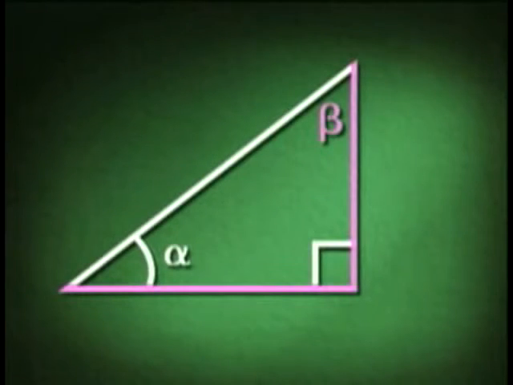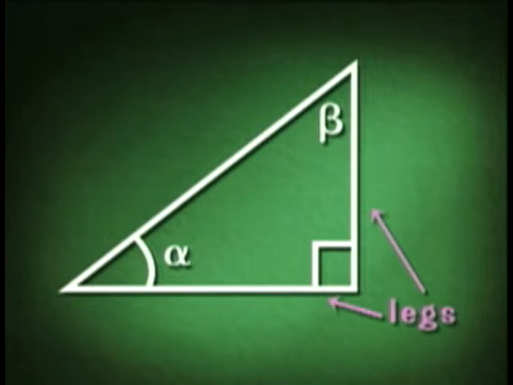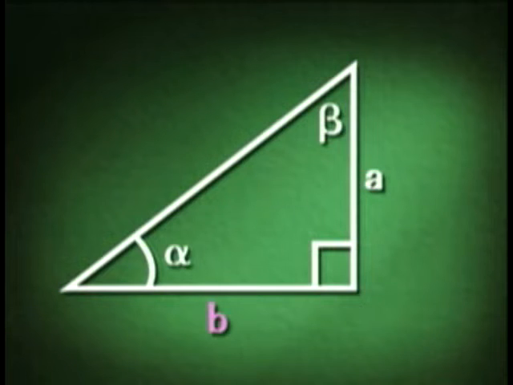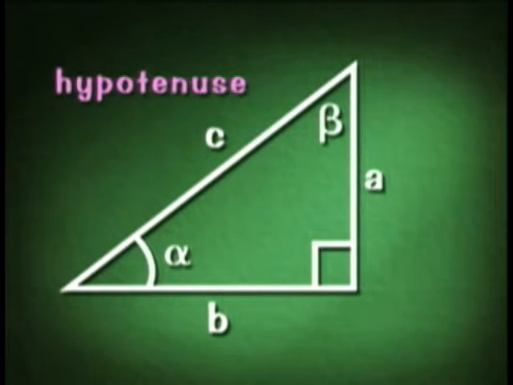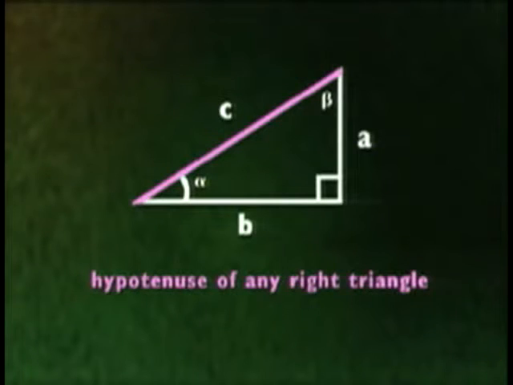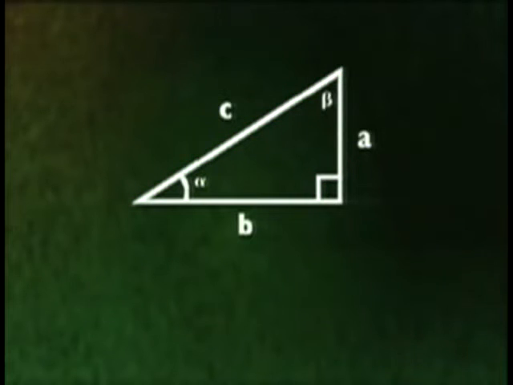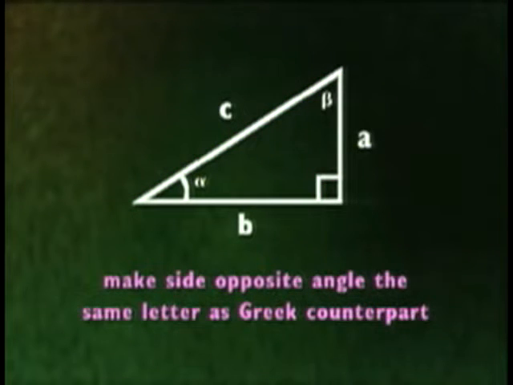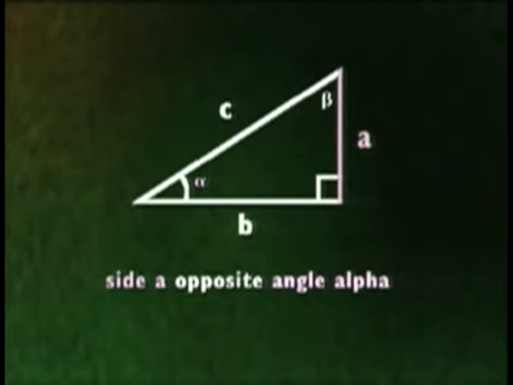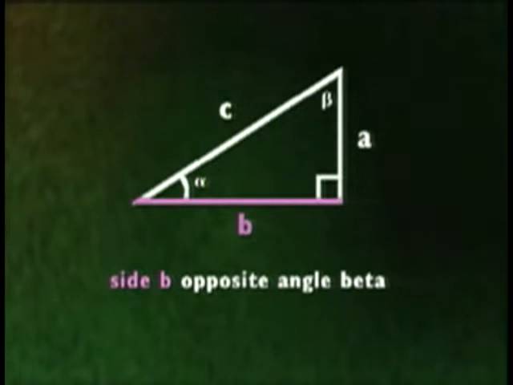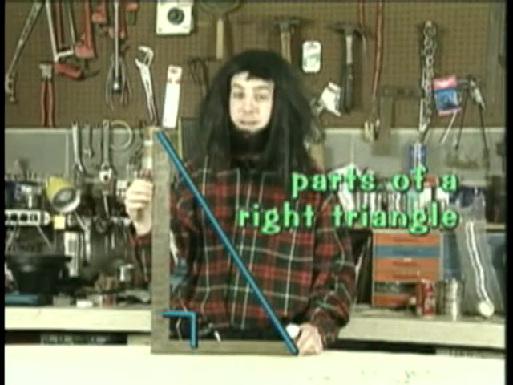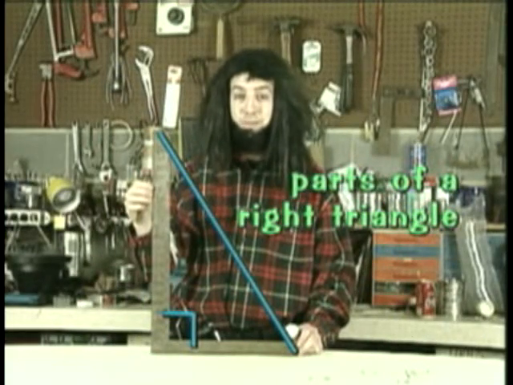The 2 sides that make up a right angle are often called legs. We'll call the legs that make up this right angle A and B. The last side we'll label C. This side is called the hypotenuse. The hypotenuse of any right triangle is always the side opposite the right angle. It's conventional to make the side opposite an angle the same letter as its Greek counterpart. You can see that side A is opposite angle alpha, and side B is opposite angle beta. And that's it for parts of a right triangle.